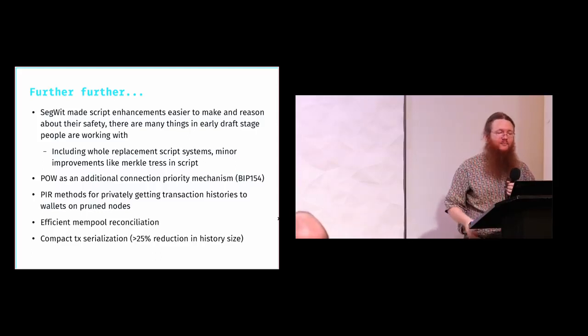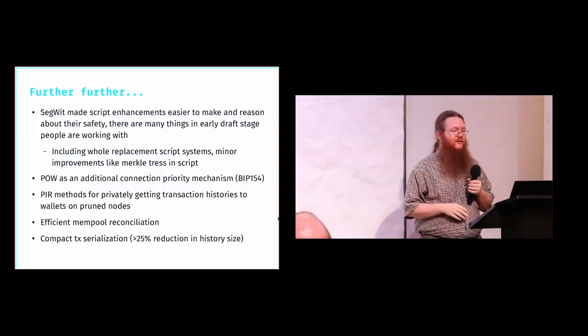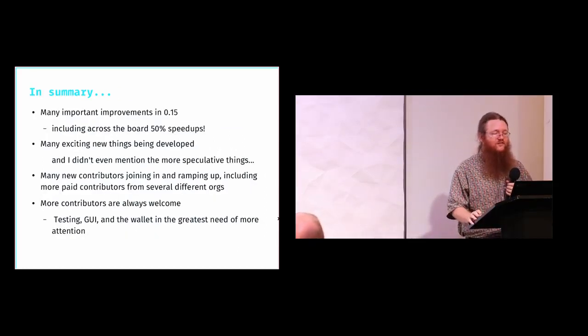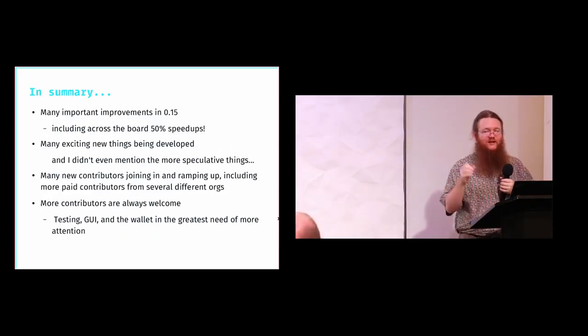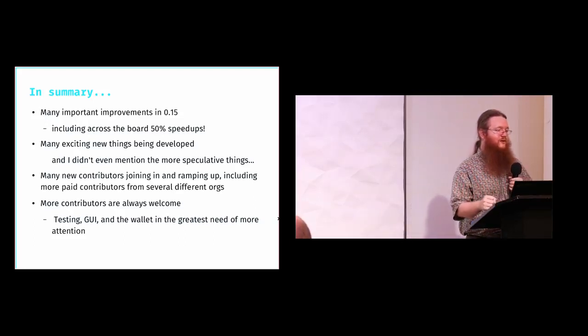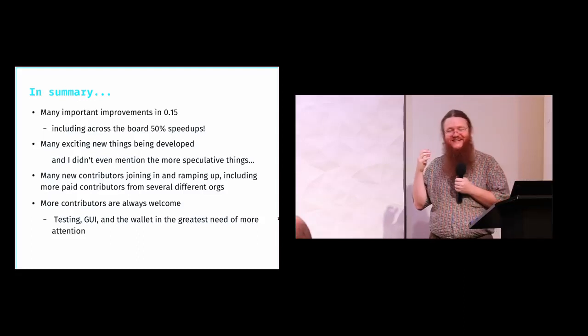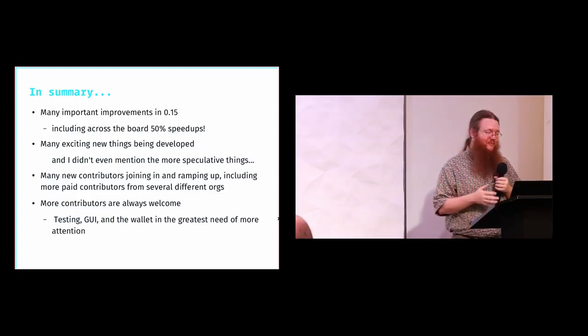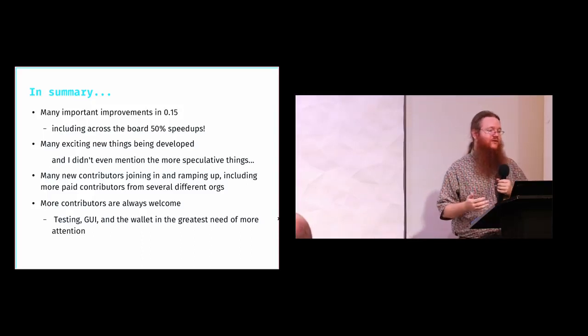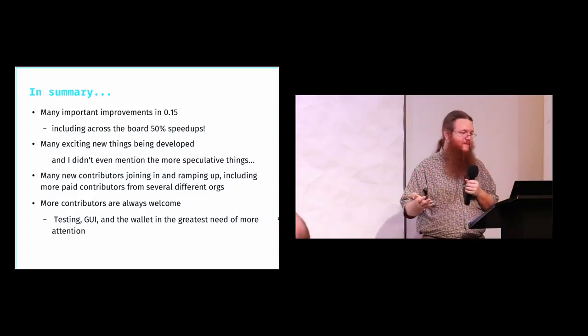So many important improvements in 0.15. I think the most important being that we have an across-the-board 50% speed up, which is able to get the synchronization time back to where it was in February. And hopefully means that the additional load that's going to be created as people start using SegWit will be less damaging to the system.